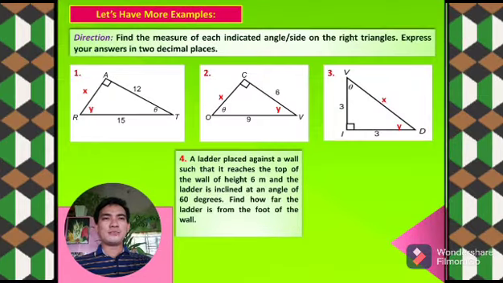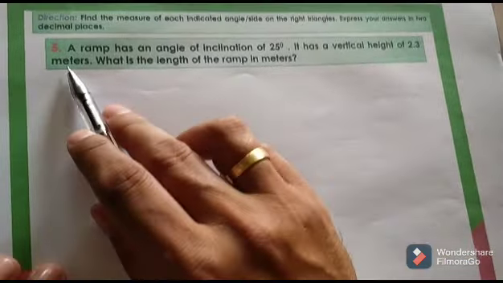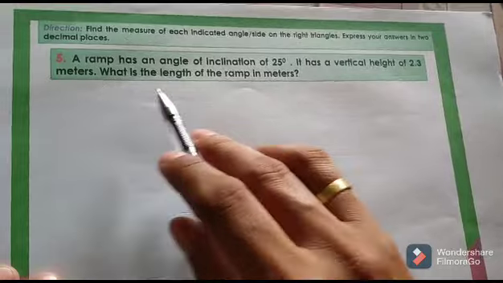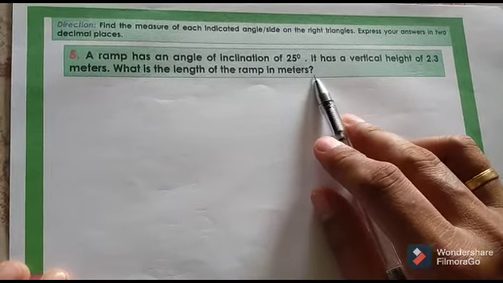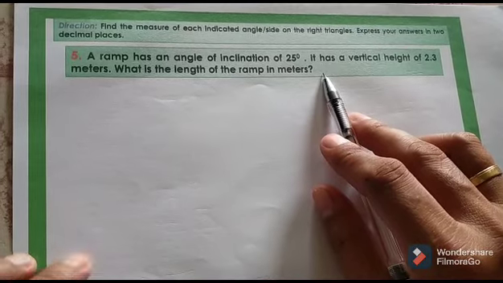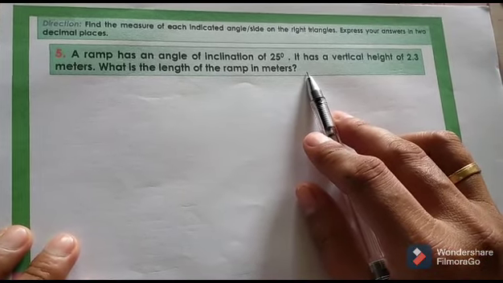Okay, let's proceed to number 5. Next up, we have number 5. A ramp has an angle of inclination of 25 degrees. It has a vertical height of 2.3 meters. What is the length of the ramp in meters?